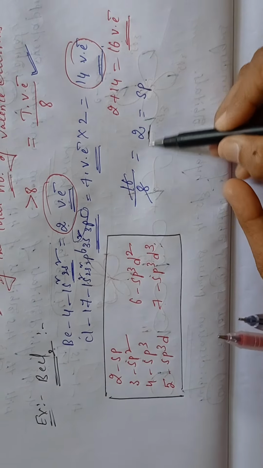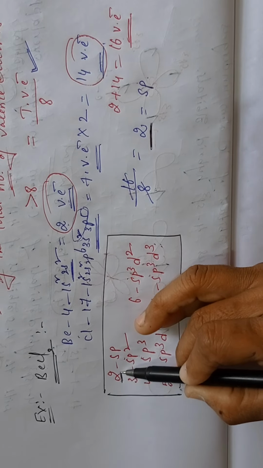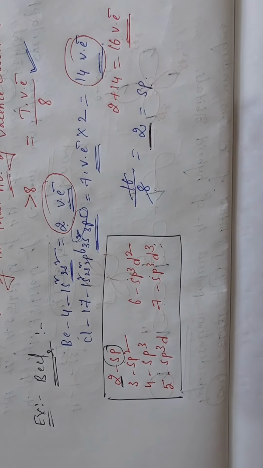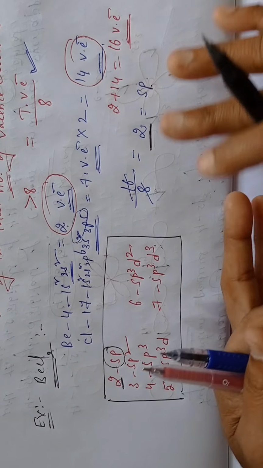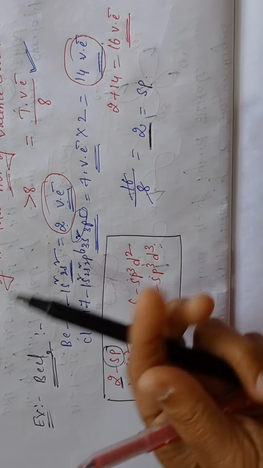Now we got the number 2 as the answer, that's why it is sp hybridization. Clear? Understood? So next I am taking one more example, the second example, the BCl3 molecule.